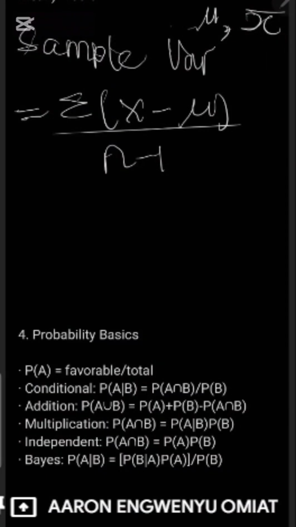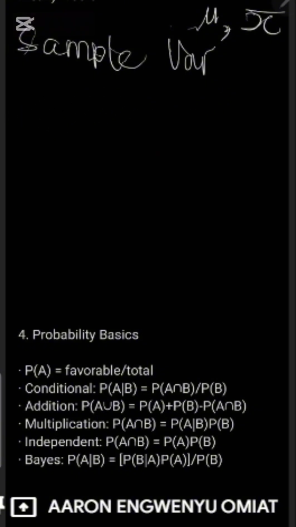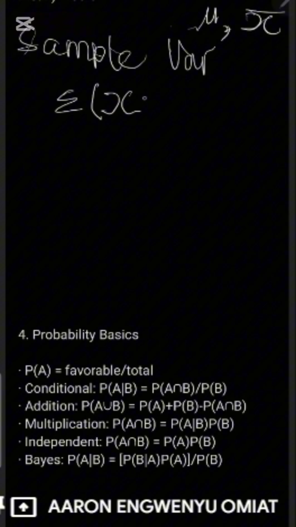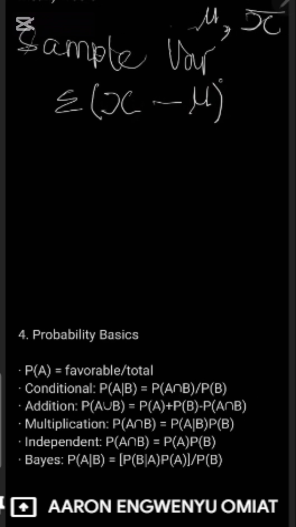A variance, for it, you just have to know the formula, how it's got. It is the summation of x, where x are your values, minus the mean of these values, and this is squared, divided by n minus 1. You first subtract, then you square, then you divide by n minus 1.